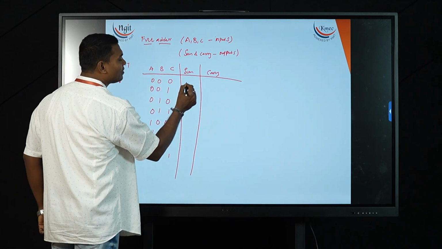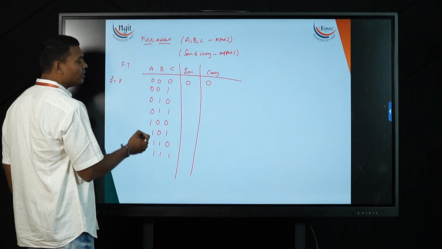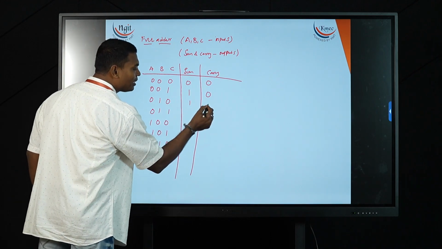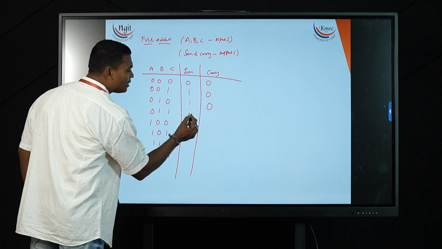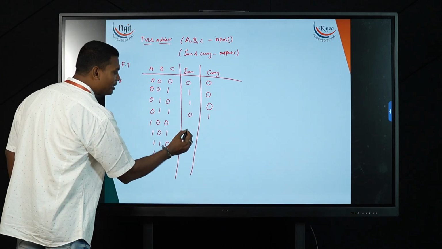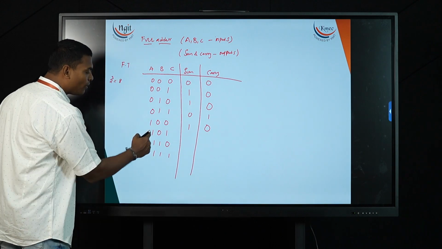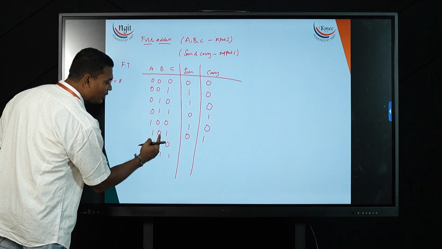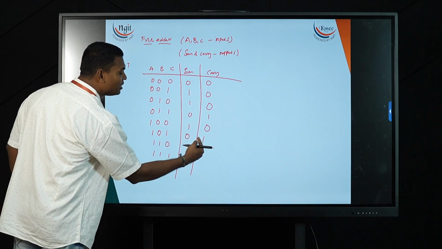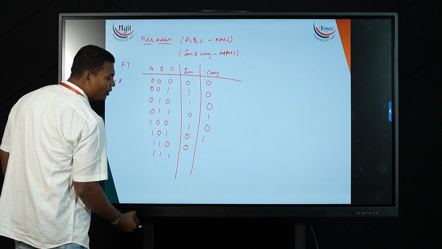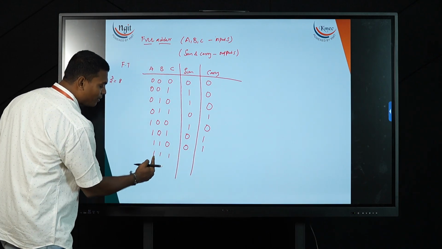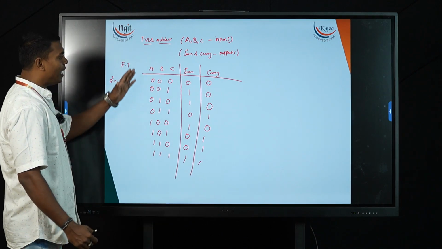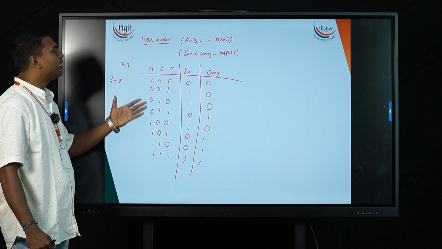Now the sum will be 0 and carry 0 for the 0 combination. For 0 0 1, sum is 1, carry is 0. For 0 1 0, sum is 1, carry is 0. For 0 1 1, sum is 0, carry is 1. For 1 0 0, sum is 1, carry is 0. For 1 0 1, sum will be 0, carry will be 1. Why? Because 1 plus 0 is 1, 1 plus 1 is 0. So for 1 1 0, sum is 0, carry is 1. Next here, 1 plus 1 is 0, 0 plus 1 is 1, with carry 1. So I have got my functionality table for my full adder.